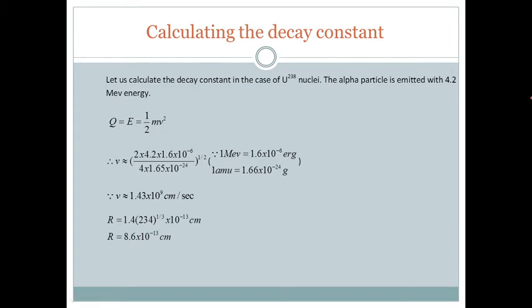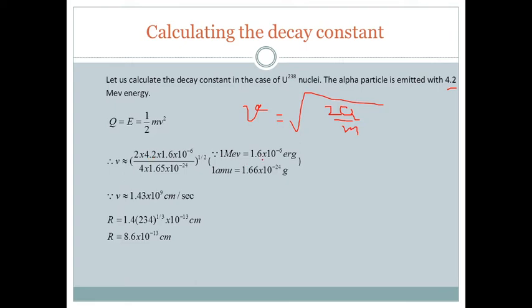Now I'll make V the subject of the formula. So if I make V the subject of the formula, this becomes V is equal to the square root of 2 into Q divided by M. So that's what I am trying to do here. 2 multiplied by Q. Q of this equation is already given, 4.2 MeV energy. So Q can be taken as the alpha particle energy, as you have seen earlier.